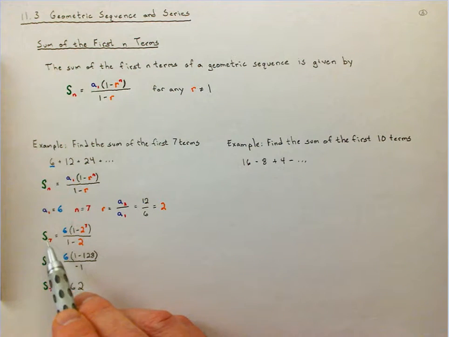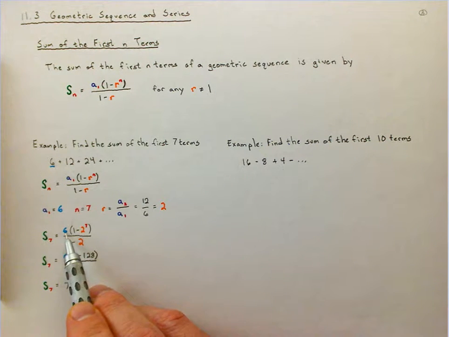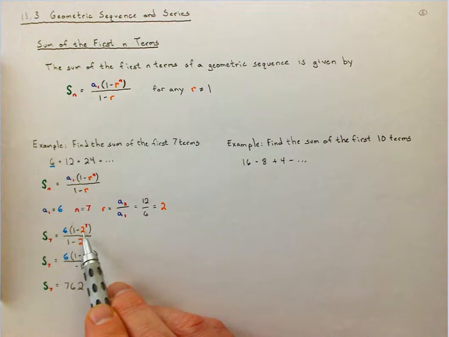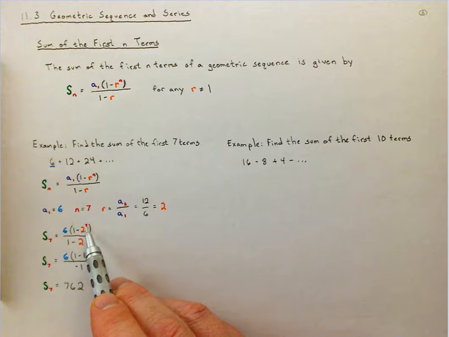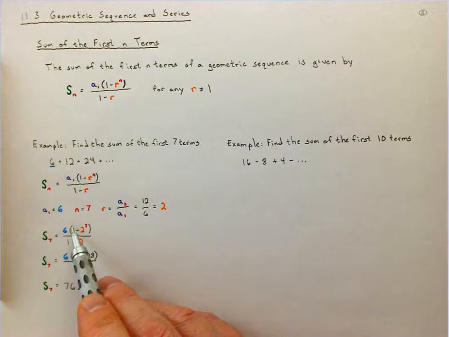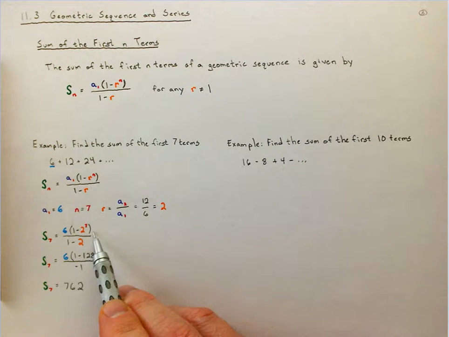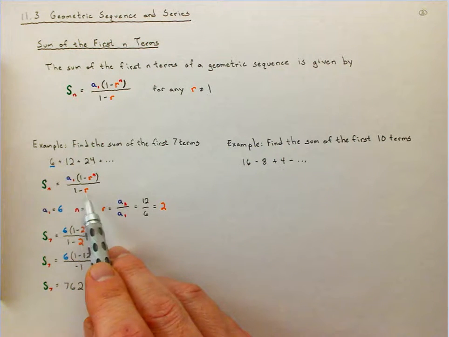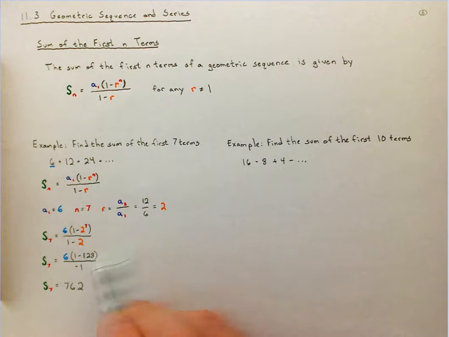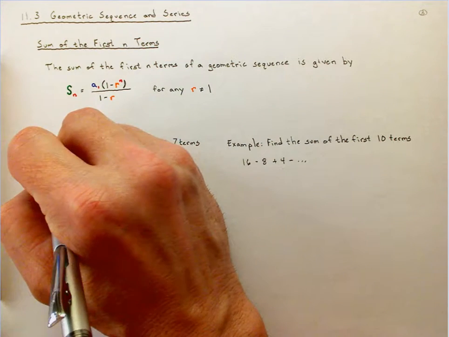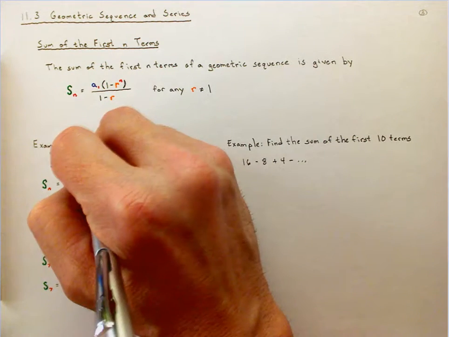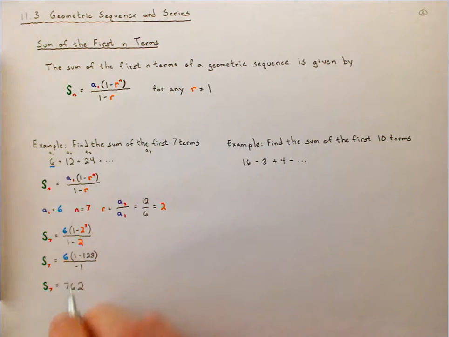So S sub n becomes S sub 7 equals, and a sub 1 is 6, 1 minus r is 2, so there's my 2, and it was to the nth power, so 7, because n was 7. That's my numerator. 6, and inside the parentheses 1 minus 2 to the 7th. All of that over in my denominator is simply 1 minus r, so 1 minus 2, because r was equal to 2. And then I solve. I end up with S sub 7 equals 762. That is the value of adding the terms 1 through 7: term 1, term 2, term 3, and we would go all the way up to term 7. I added all those together. That's what I would get.